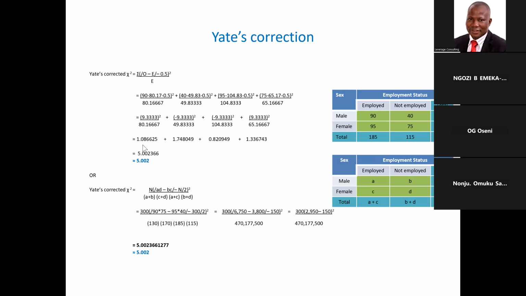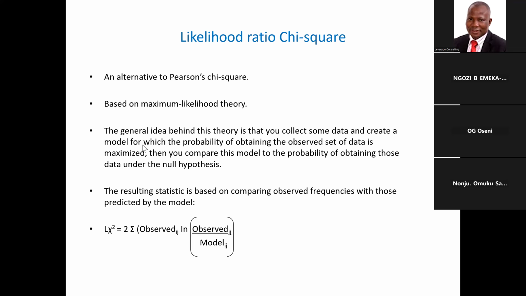People will now choose the one that is not Yates-corrected. But if both of them, like in this case, are far above the critical value, you just put Yates-corrected chi-square, you just use the advantage. But me, I don't even fancy it, to be sincere. Now, that's about Yates correction.